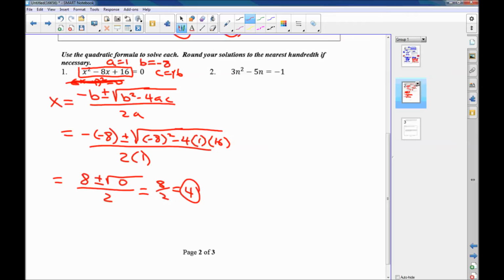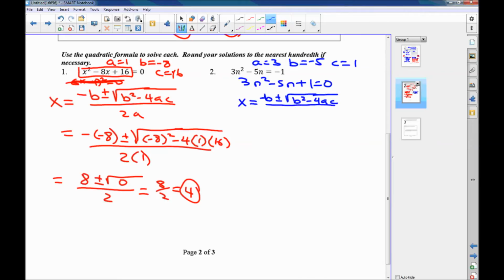All right? So number 2, same kind of thing. First, we're going to set it equal to 0 to get it in standard form. And that means our a is 3, our b is negative 5, and our c is 1. So we have x equals negative b plus or minus the square root of b squared minus 4ac all over 2a. So negative b is negative of negative 5, plus or minus the square root of negative 5 squared minus 4 times 3 times 1, all over 2 times 3.